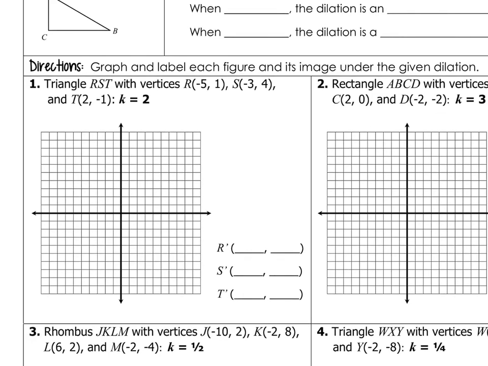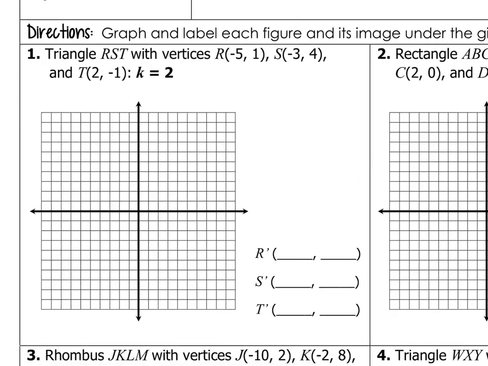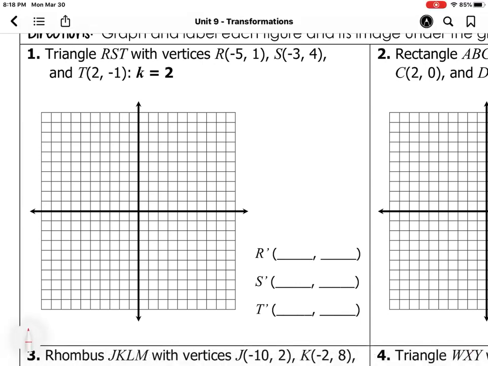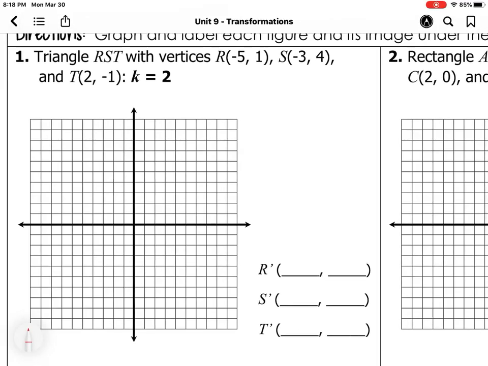Okay, so in this one it tells us triangle RST has the vertices of -5, 1, -3, 4, and 2, -1. So let's just go ahead so we can see it. Let's go ahead and graph this. So I go over 1, 2, 3, 4, 5, and I go up 1. There's my R. I go over 1, 2, 3, up 1, 2, 3, 4. There's my S, and I go over 1, 2, and I go down 1. All right, and there is my T. So here is my pre-image, right?